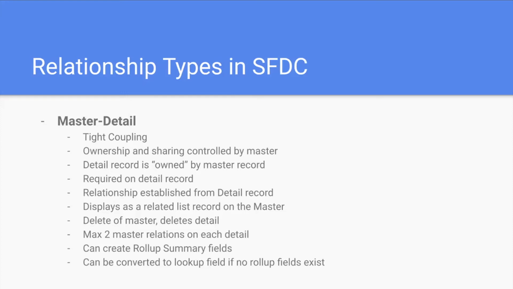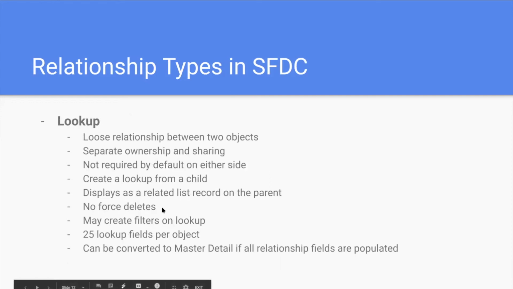And I know I am using parent and master as well as detail and child interchangeably. I do apologize for that. They're not exactly the same, at least the way I think about it. A parent S-object is an S-object that is being looked up onto, and then the child is the one looking up to that parent.